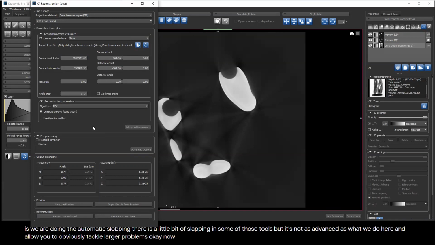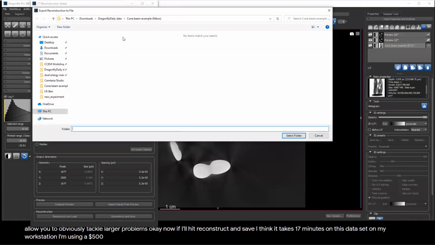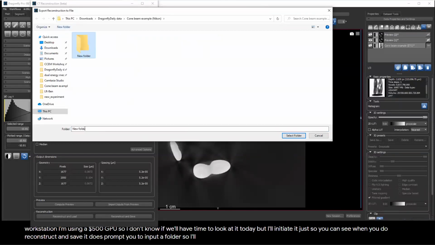Okay, now I'll hit reconstruct and save. I think it takes 17 minutes on this data set on my workstation. I'm using a $500 GPU, so I don't know if we'll have time to look at it today, but I'll initiate it just so you can see. When you do reconstruct and save, it does prompt you to input a folder, so I'll call this the lesson 36 reconstruction example.